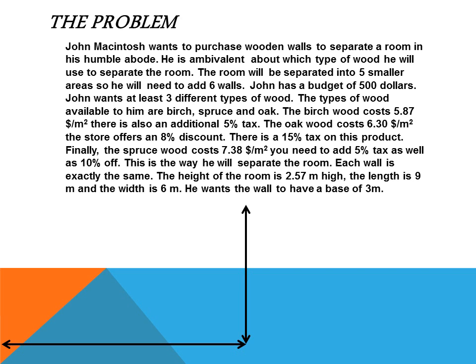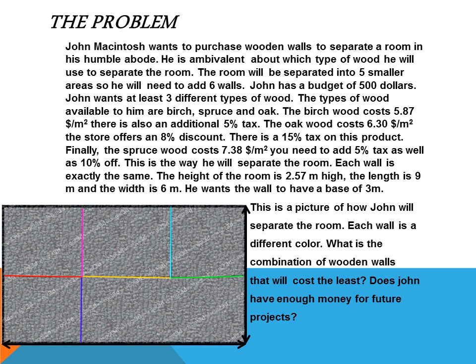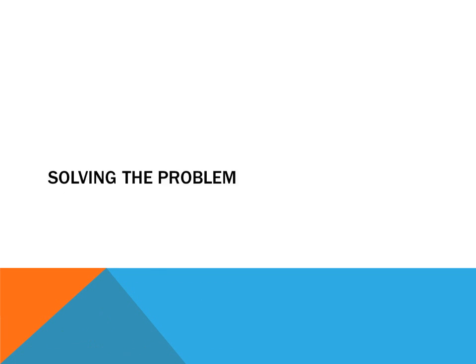This is the way he will separate the room. Each wall is exactly the same. The height of the room is 2.57 meters high. The length is 9 meters, and the width is 6 meters. He wants the wall to have a base of 3 meters. This is a picture of how John will separate the room. Each wall is a different color. What is the combination of wooden walls that will cost the least? Does John have enough money for the future?